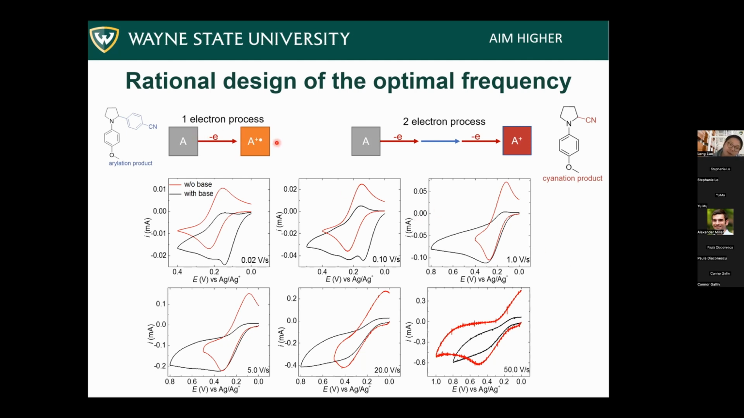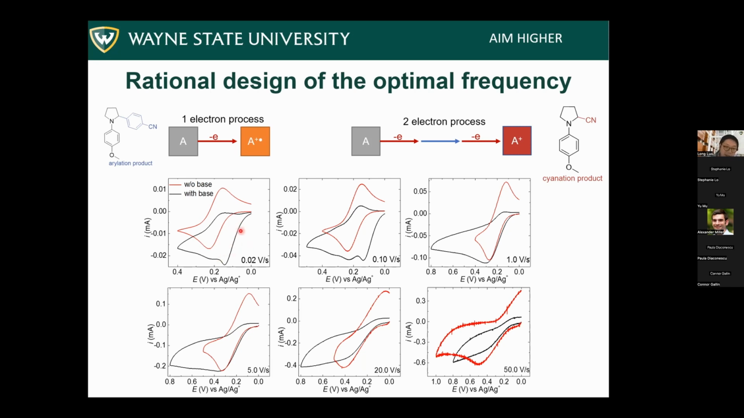If we think about it really carefully, what we are considering here is A getting oxidized to A plus dot, a 1 electron process, or A getting further oxidized to form this A plus, a 2 electron oxidation process. If we had the same starting material and one goes into 1 electron oxidation and the other goes into 2 electron oxidation, you can easily tell in a CV, because when more electrons are being taken away from a molecule at the same concentration, the peak current should be higher. So actually, we developed a really simple way to predict the optimum frequency using cyclic voltammetry.